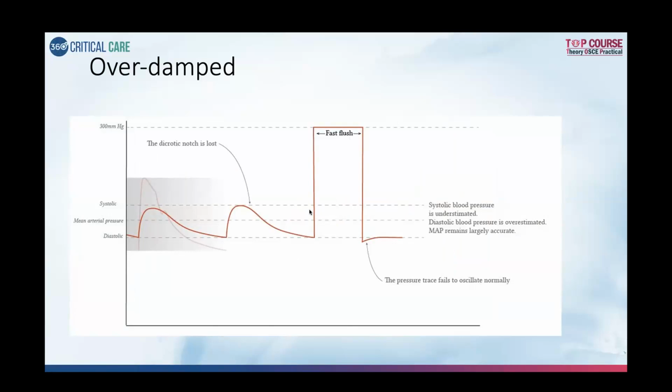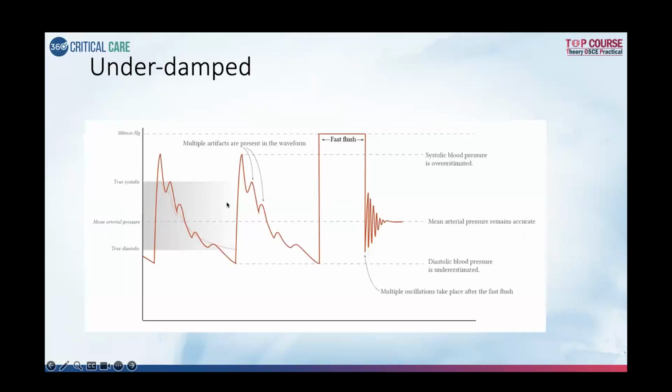In this case, this is the overdamped waveform where the dicrotic notch is lost, and if you do a fast flush test, it comes back to the usual waveform within one oscillation, which represents an overdamped waveform. It can also happen if there is an air bubble in the tubing, if there is a clot in the catheter or kinks in the catheter, if the connections are loose, or the artery has gone into spasm. All these things can cause an overdamped waveform.